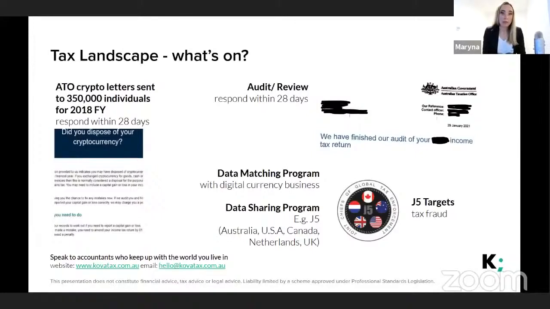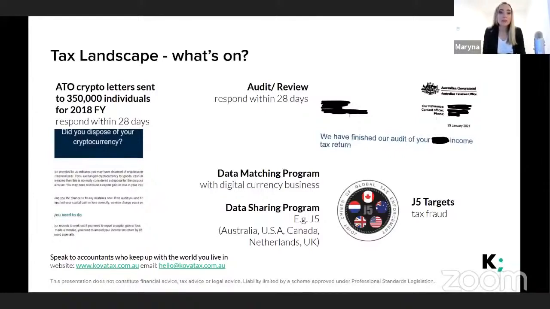Also, the ATO has been sending out letters to Australian crypto investors and traders, and roughly 350,000 have already been sent for the 2018 financial year. The same will happen with 2019, and eventually it will come to 2020, after 17 May.